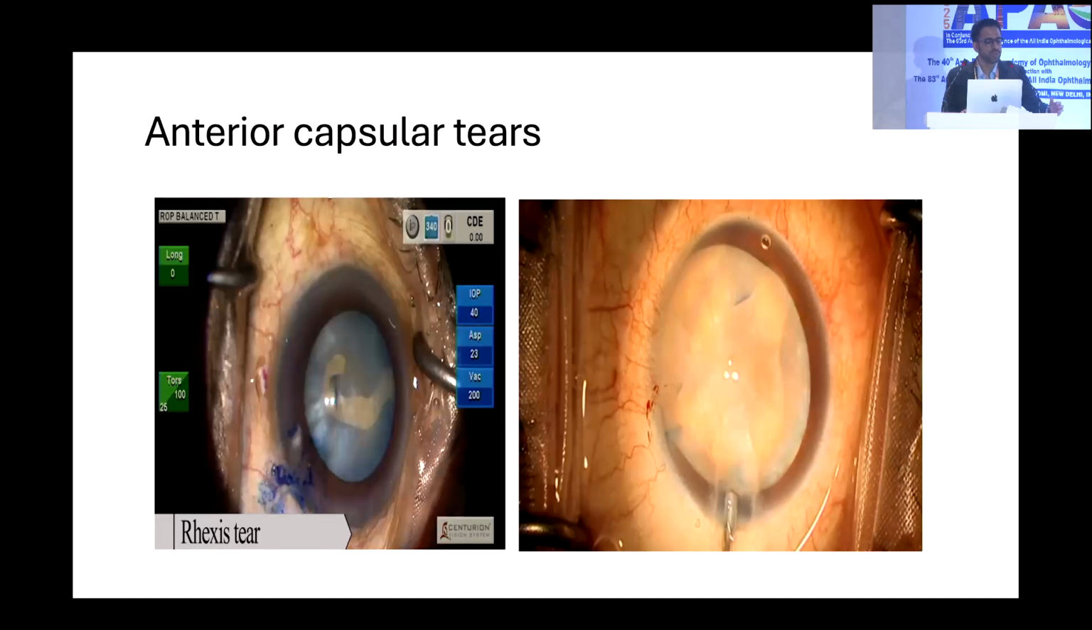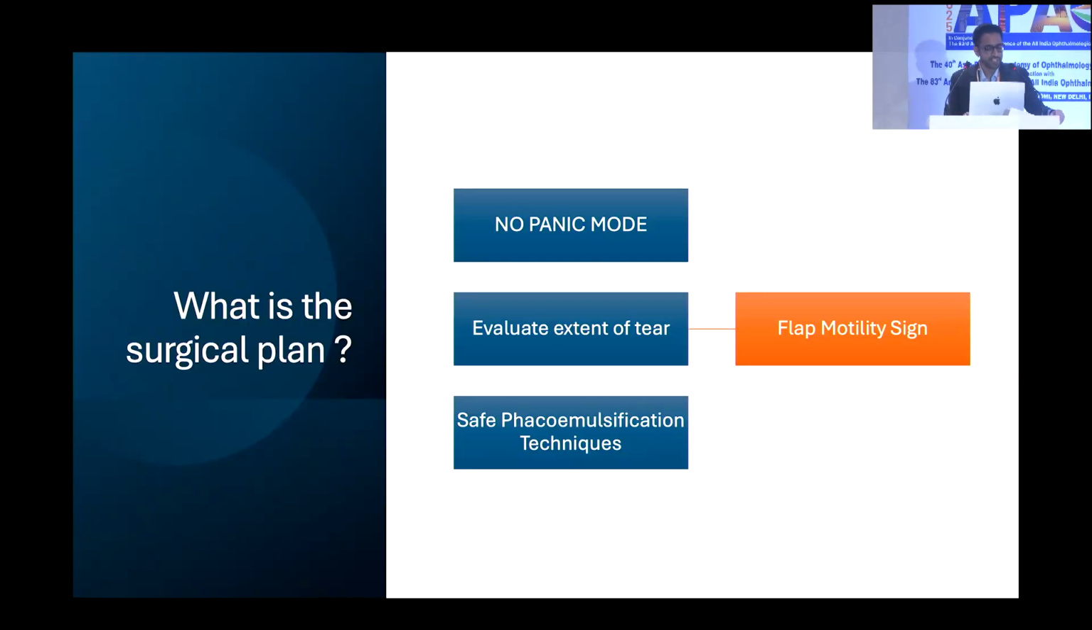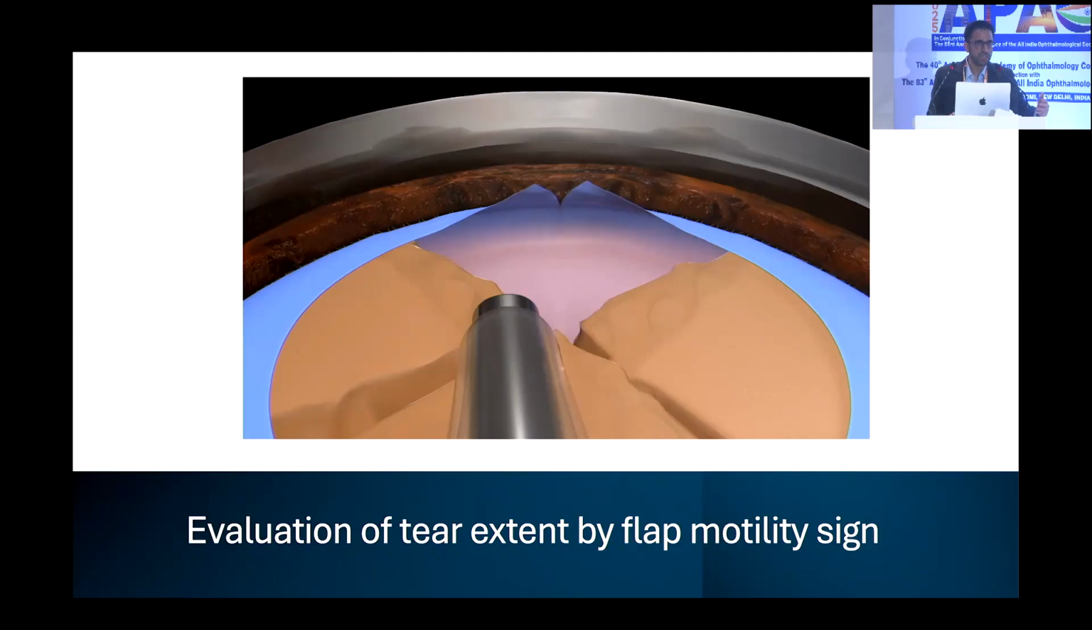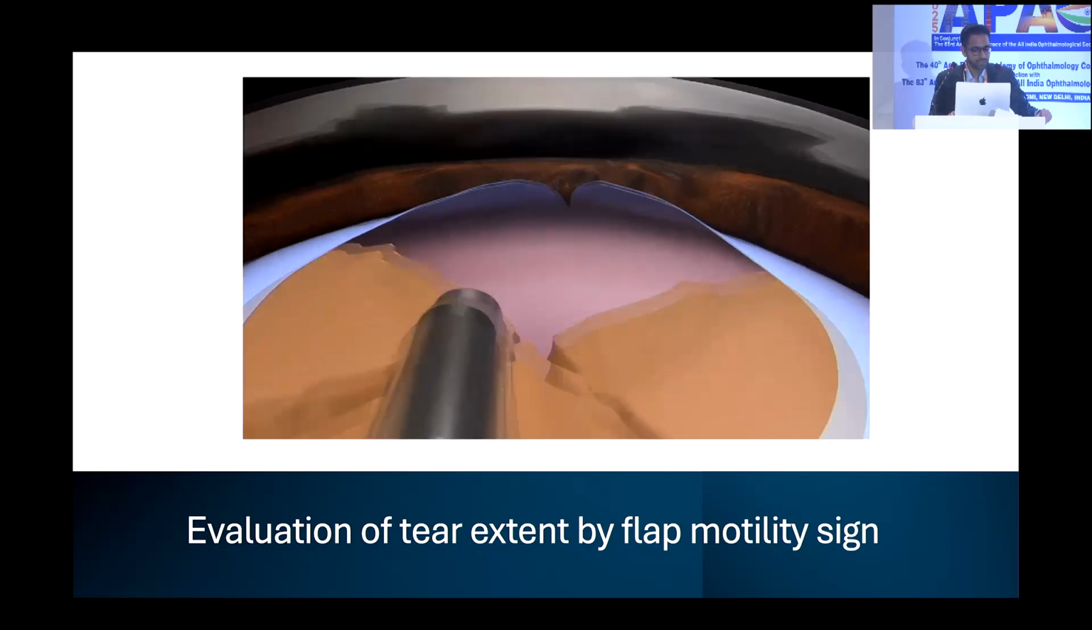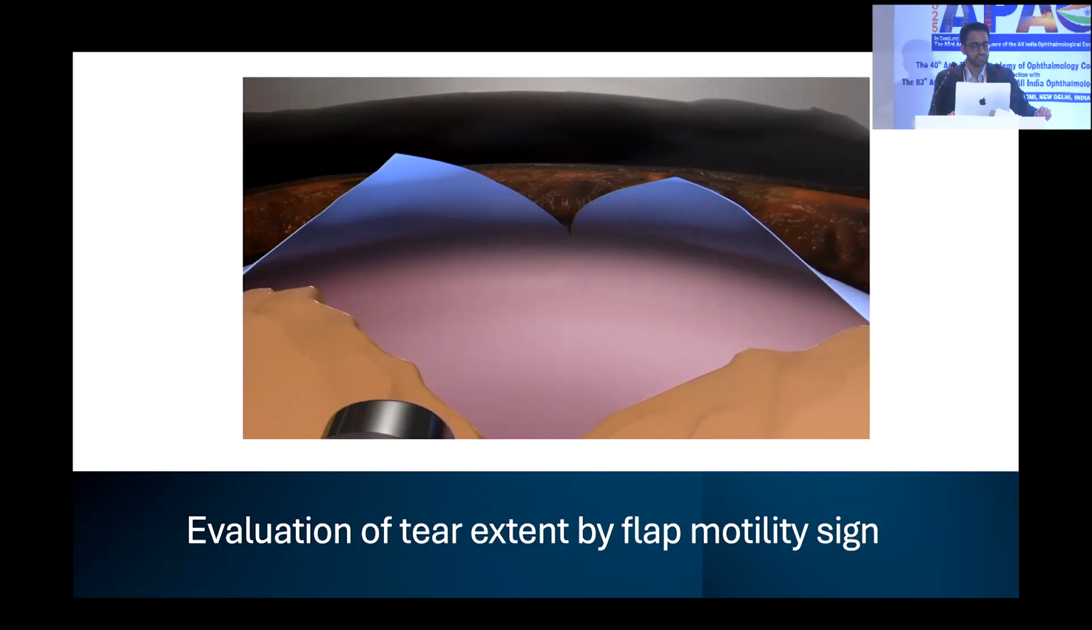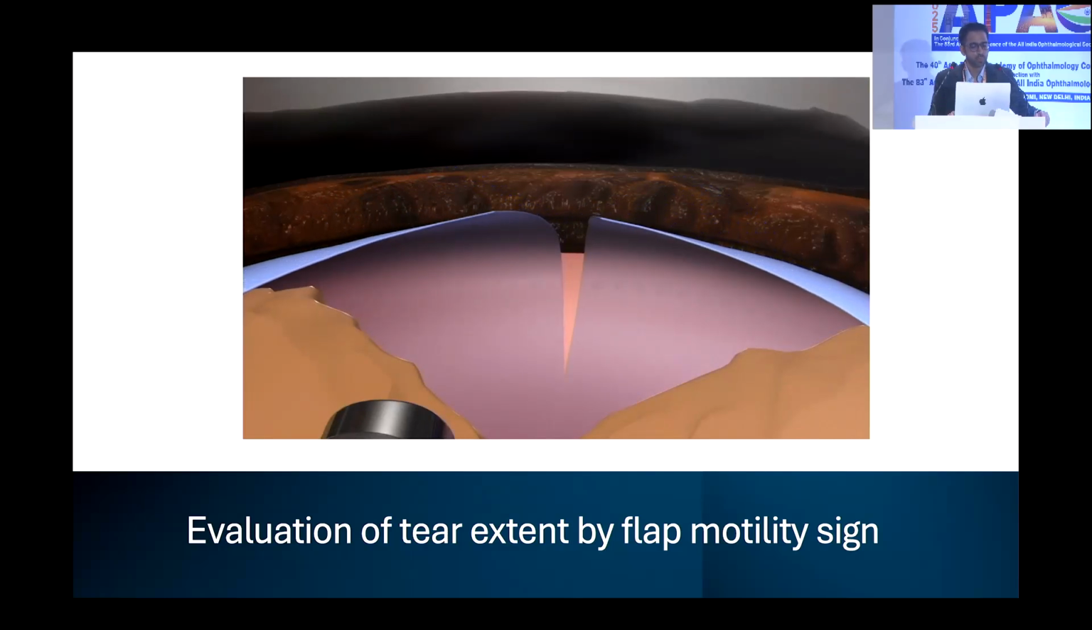So what would you do when the capsular tear has gone into an Argentinian flag sign? The first thing is, you should not panic. Always evaluate the extent of the tear using the flap motility sign and use safe phacoemulsification techniques. Everted and fluttering flaps are pre-equatorial in nature. But once the flap extends beyond the equator, it stops fluttering, becomes inverted and becomes a wraparound tear. That is the endpoint of safe phacoemulsification; you have to stop at this time and convert to an ECCE or SICS.